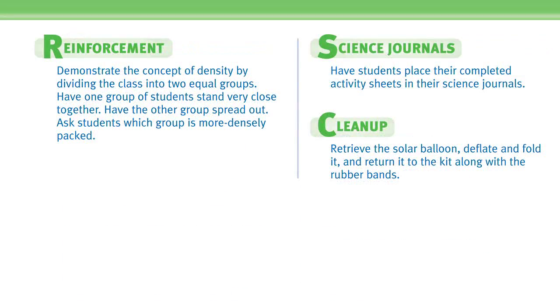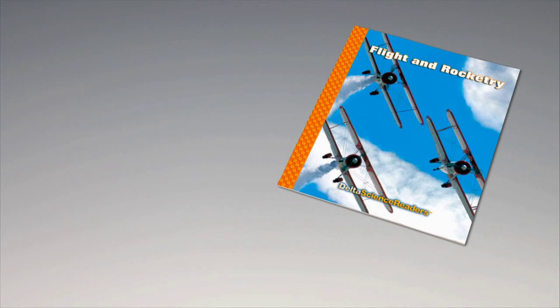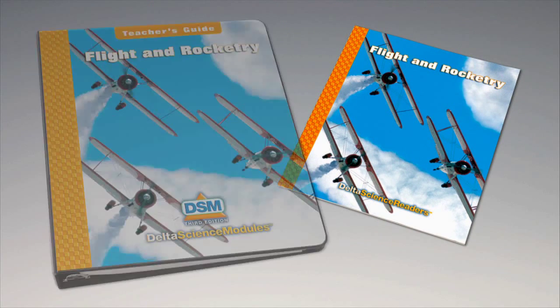Finally, tell students that in the next activity, kites, they are going to learn about heavier-than-air flight, beginning with kites. To conclude Session 2, retrieve the solar balloon, deflate and fold it, and return it to the kit along with the rubber bands. For science background, reinforcement activities, curriculum connections, and information about the Delta Science Reader, please consult your DSM Teacher's Guide.